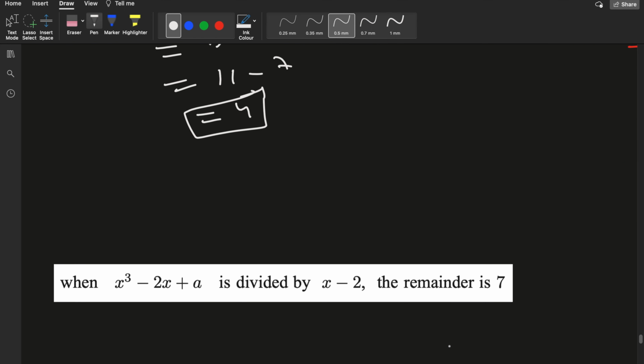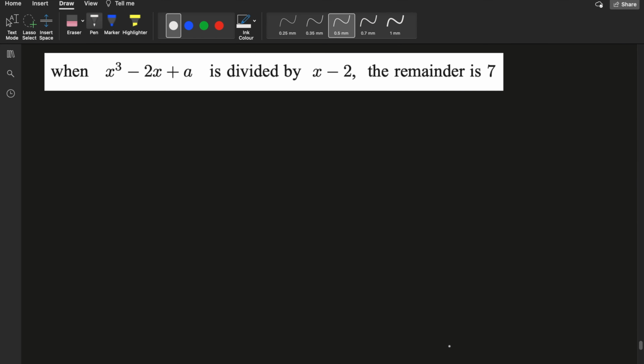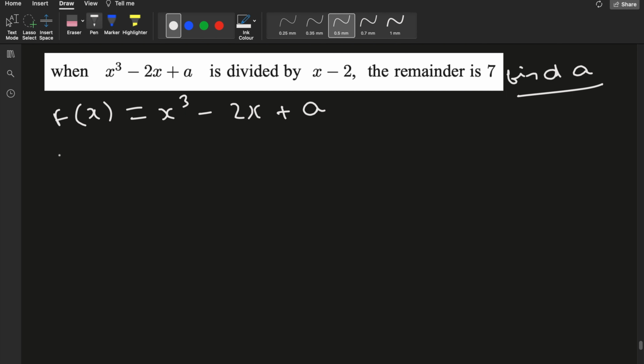Moving on. So let's look at this question. So when this polynomial is divided by x minus 2, the remainder is 7. So let's write down the information we know. So let's define the function f of x as x cubed minus 2x plus a. So here we're supposed to find the value of a. So this is our question, and the divisor would be x minus 2 and remainder is 7.